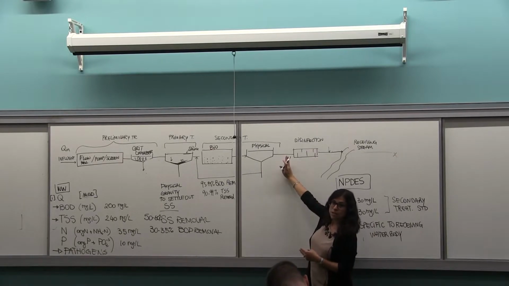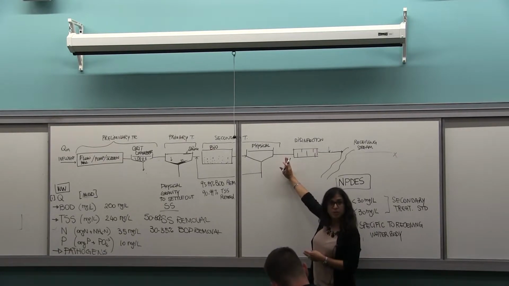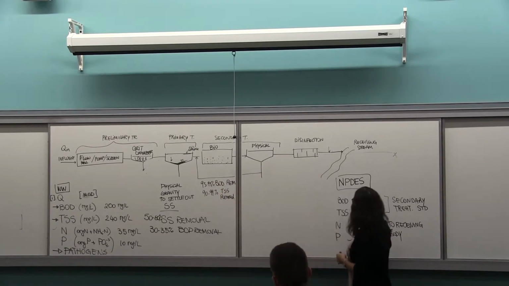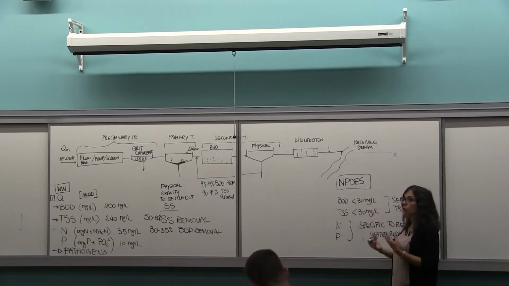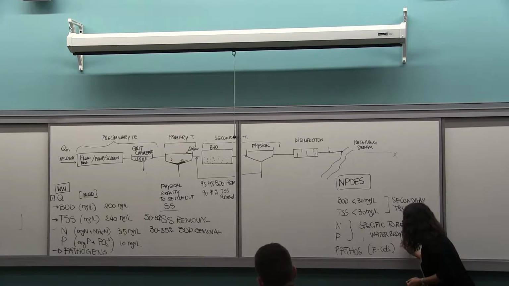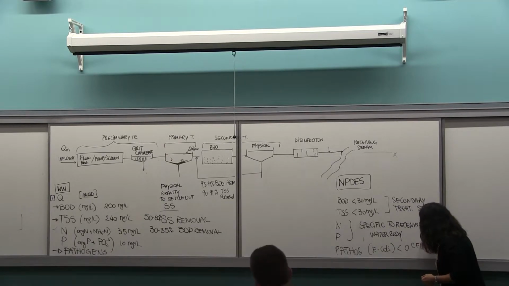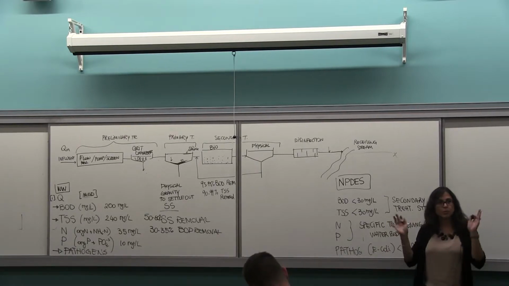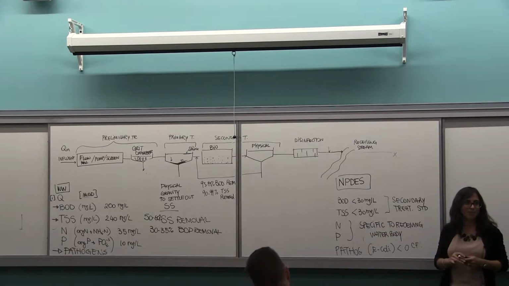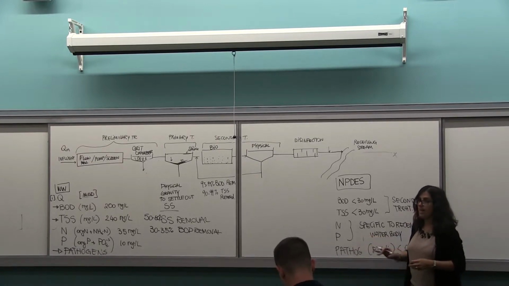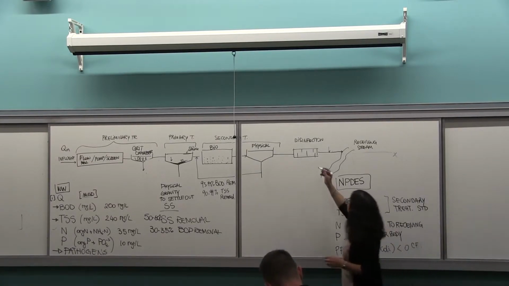At the end of our secondary, if designed properly, we should pretty much have achieved our TSS and BOD goals. The only thing left to remove is pathogen here. Usually it's based on E. coli, less than a certain count, or total coliform, most probable number, depending on the way that the permit is written. We need to remove the pathogen. How do we remove the pathogen?